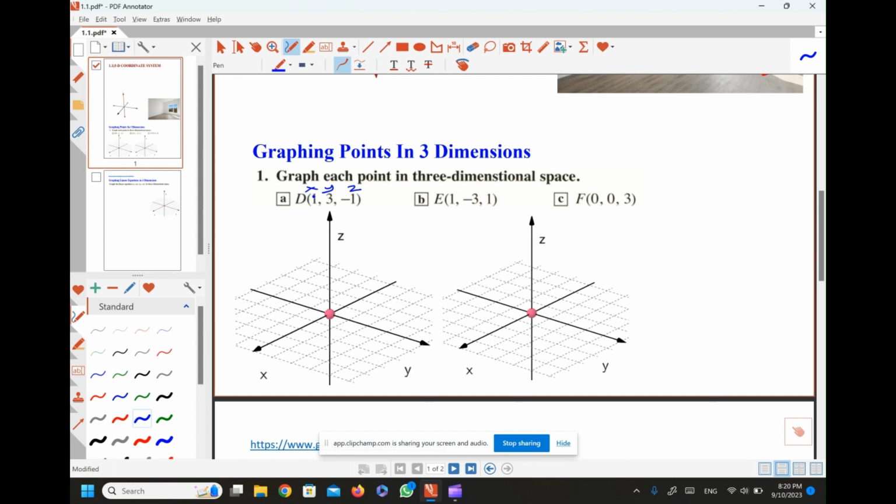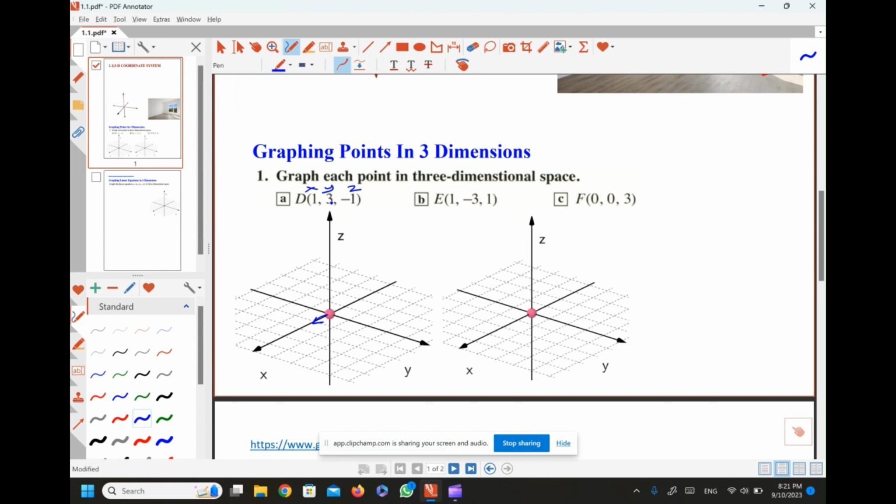So x is 1. It means from the starting origin, we should go 1 unit parallel to the x-axis. This number is positive, so we're going in the positive direction. This is the positive direction for x. This is the positive y-axis. This is the positive z-axis. Those parts are the negative parts. So 1 unit along the x-axis from the origin, we are here. Okay? We are not done. We are done with the first coordinate.